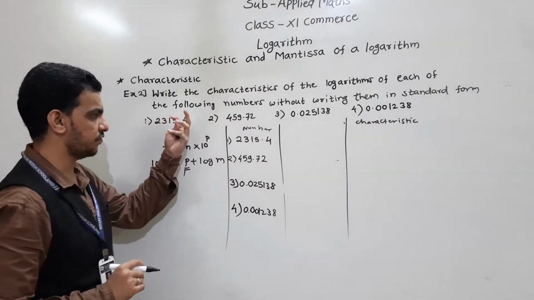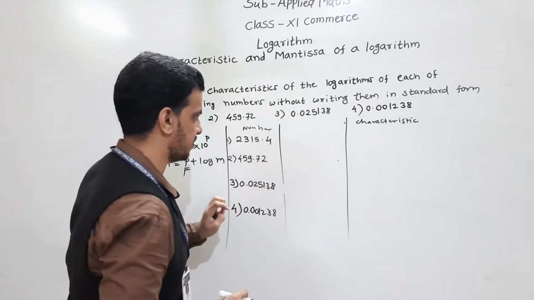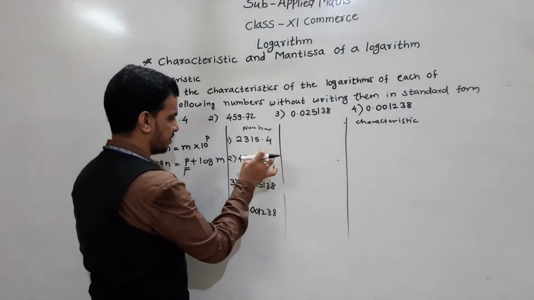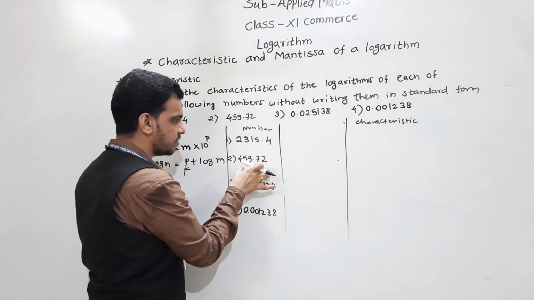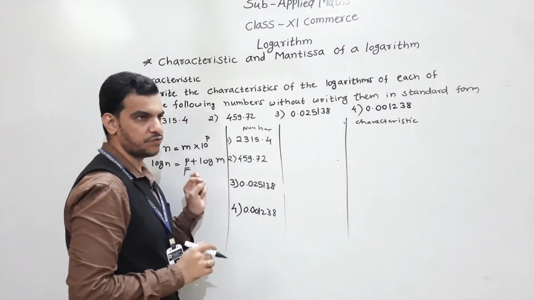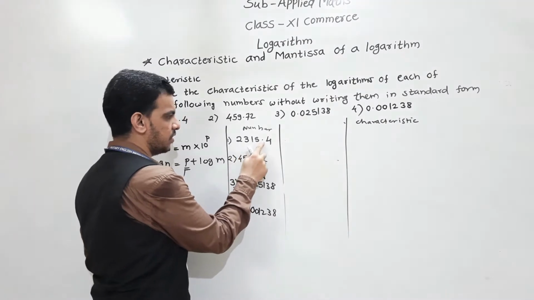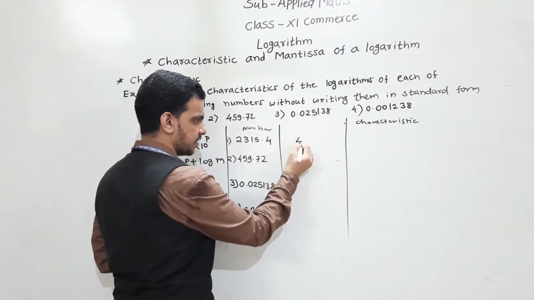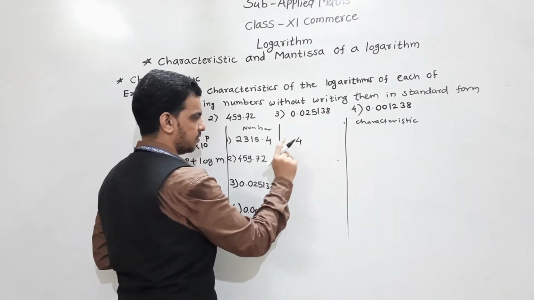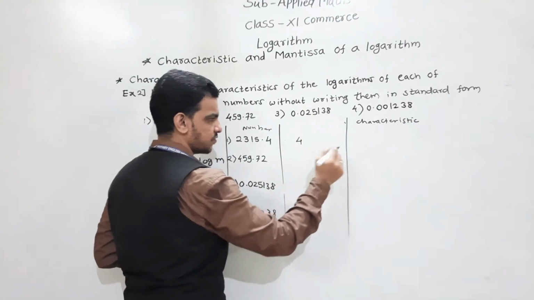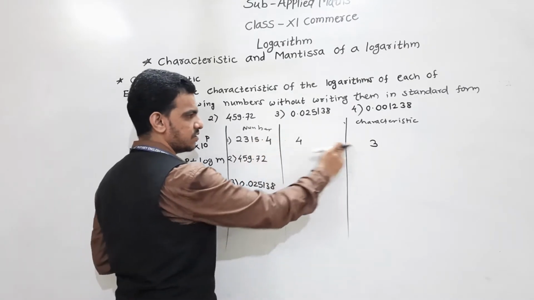The second method is to find the characteristic without using the standard form of decimal. If the number is greater than 1, like this type of numbers, in that case we first have to find how many digits are there before the decimal point. Here, before the decimal point 4 digits are there, and we have to subtract 1 from this number. So 4 minus 1 is 3. So the characteristic of the logarithm of this number is 3.